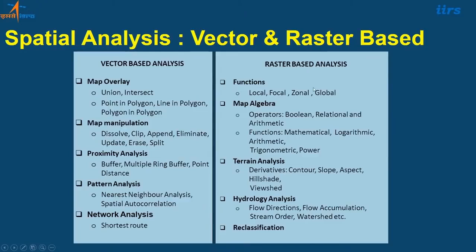For raster based analysis, we have local, focal, zonal, and global. Local means I am drawing one small kernel or one small grid, a 3 by 3 grid, and I am running this 3 by 3 grid over the entire image, starting from the left corner. This 3 by 3 kernel is moving over the entire image and manipulating the pixels based upon the kernel. This is very important when we do neighborhood analysis.